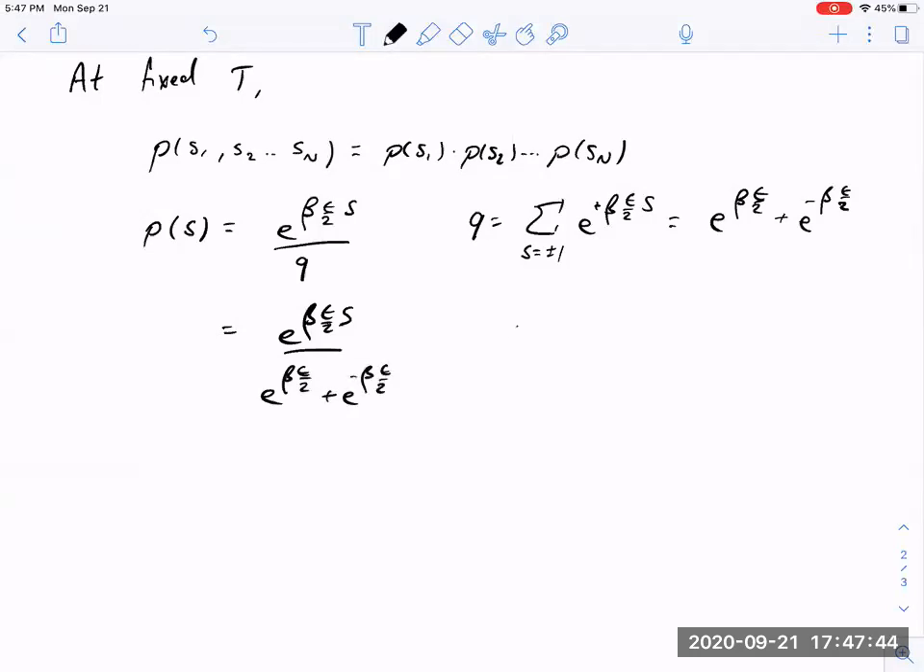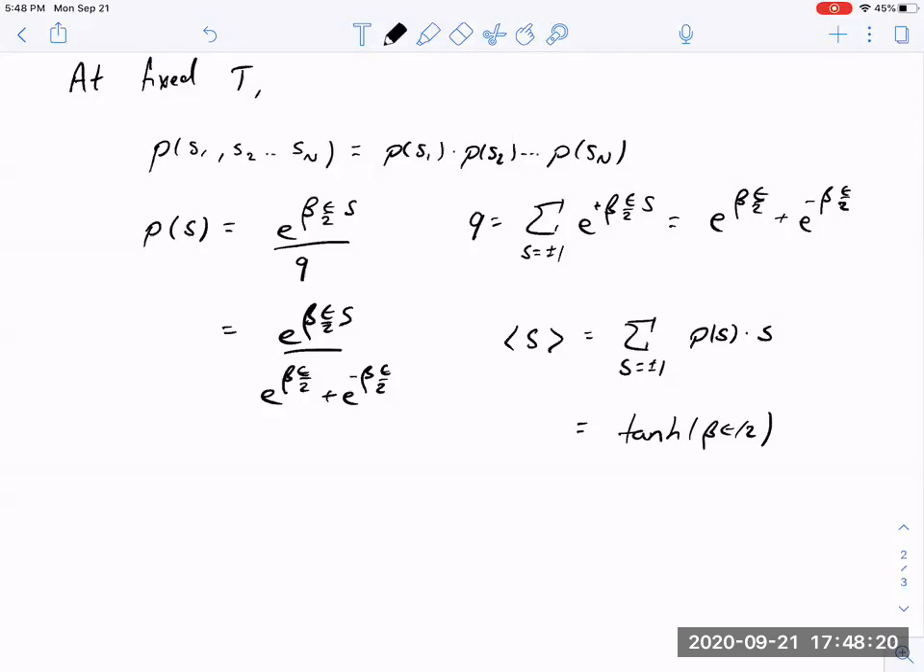Which means, for example, I can compute the average value of a spin. It's going to be a sum, again, over whether that spin is up or down, all outcomes, the probability of that outcome, times the value of that outcome. And as we arrived at last time, I'll take the difference of exponentials with opposite signs in the argument over a sum of exponentials with opposite signs in the argument, which is nothing more than the hyperbolic tangent function. Okay, so we've seen this before.